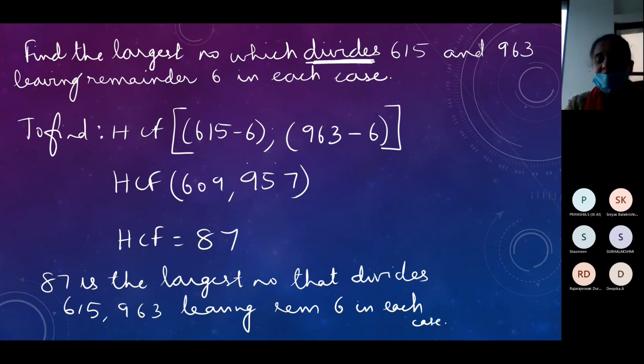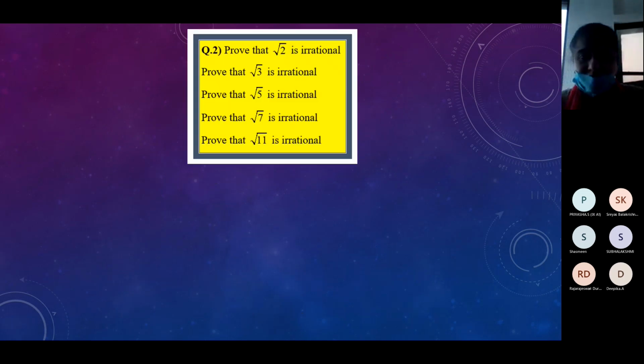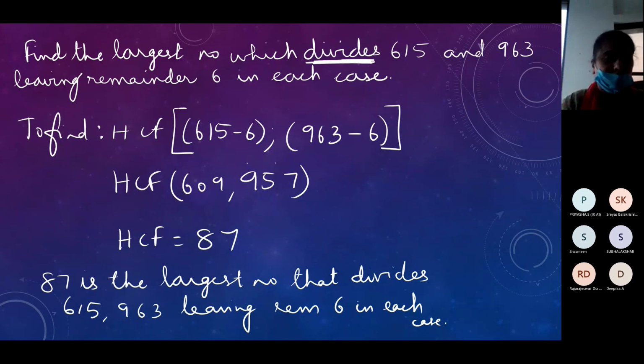All right, so I told you, divides means you're looking for a number that divides the two given numbers. So denominator you want, HCF, and remainders are given. To find the HCF, you should first manipulate the numbers. Remainder means you should subtract and then find the HCF. Okay. Next question.